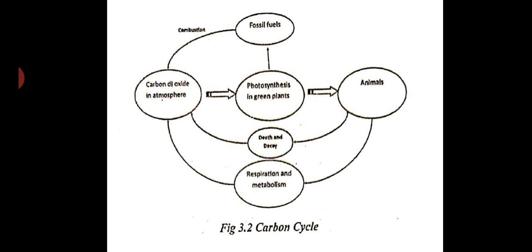So, this is the carbon cycle, which involves plants, animals and fossil fuels. This is the study of the carbon cycle in the ecosystem. Thank you.